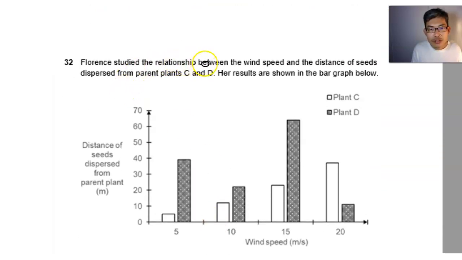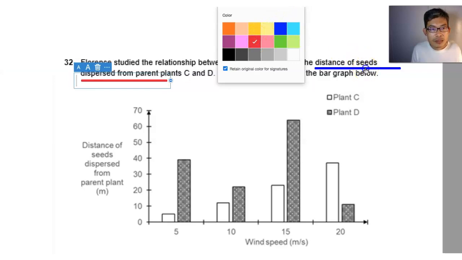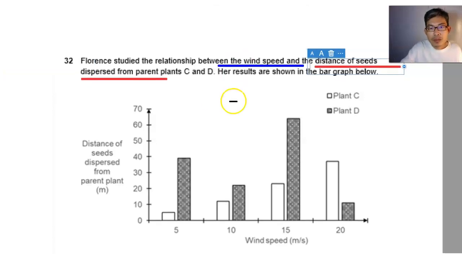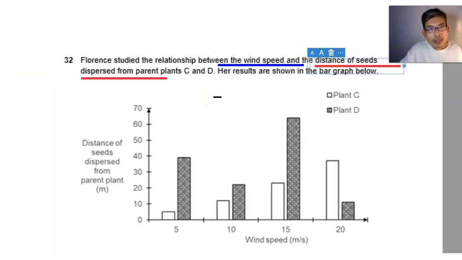Florence studied the relationship between wind speed and the distance of seeds dispersed from parent plant. So this question is about seed dispersal. If the seeds have a structure that allows them to be dispersed by wind, then the logical reasoning is the stronger the wind, the further the seed will travel.